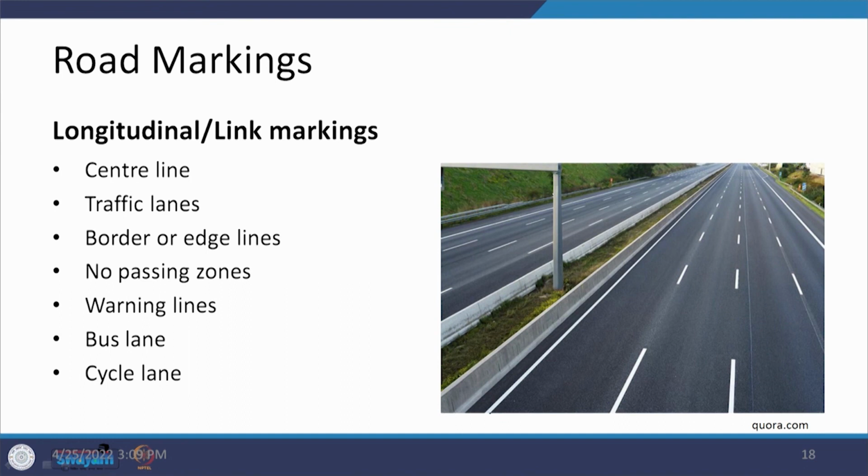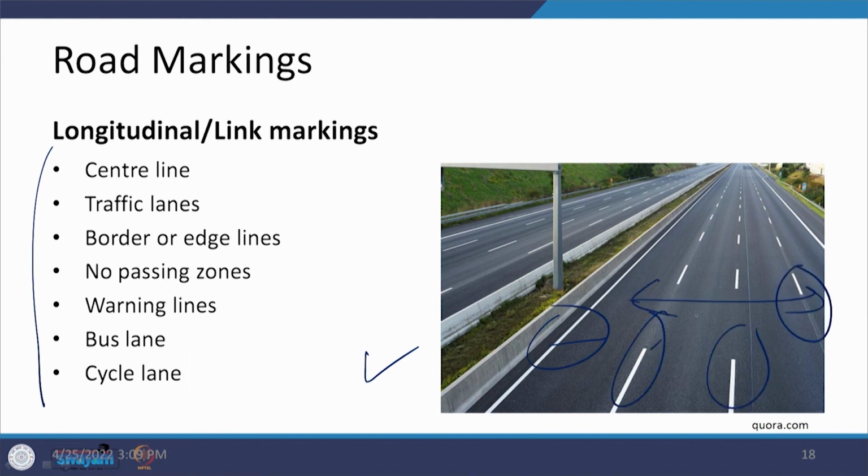In the case of longitudinal markings, there again are a number of things. As you can see in this photograph, you have a marking at this point, then another marking which is dividing the total width of the carriageway into different parts, and there is another marking towards the side. So, we have center lines, traffic lanes, border lines, then there are possibilities with respect to certain controls or specific vehicles, and we are going to look at that.